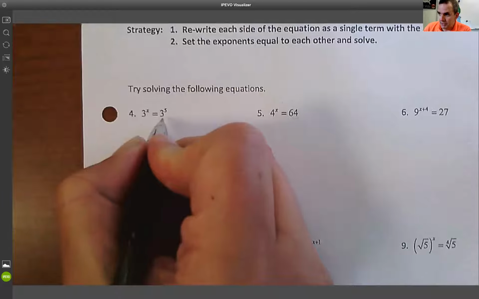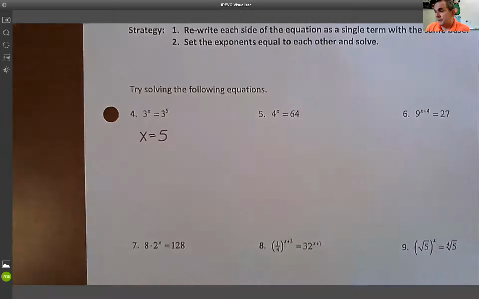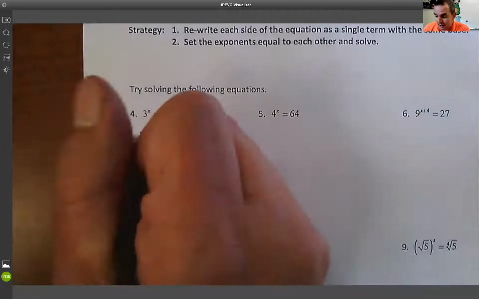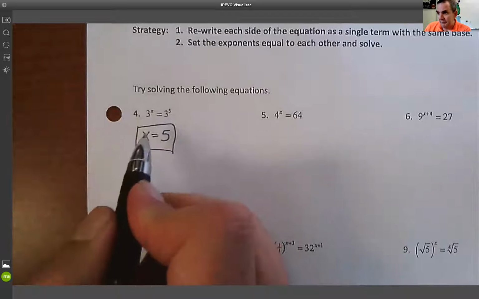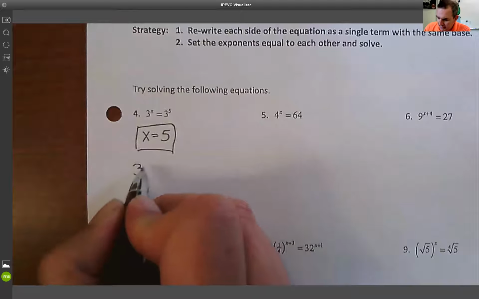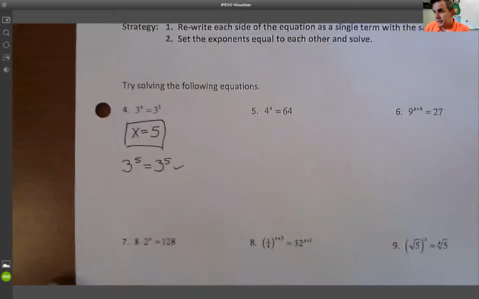Since they are already to the same base, I can set the exponents equal to one another and solve it if necessary. Well, in this case, I don't have to solve it. x is 5. Basically, it says if I put in that 5 for x, 3 to the 5 equals 3 to the 5, and that's a true statement.